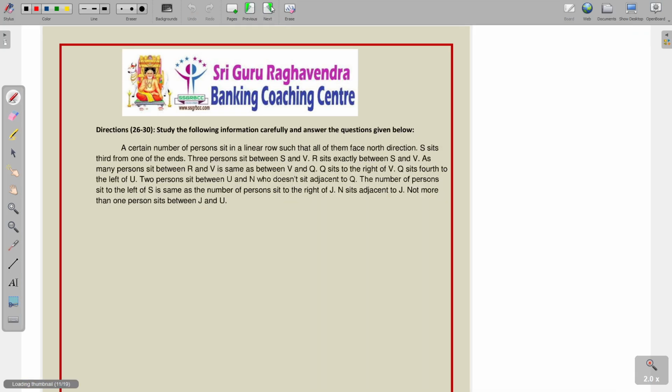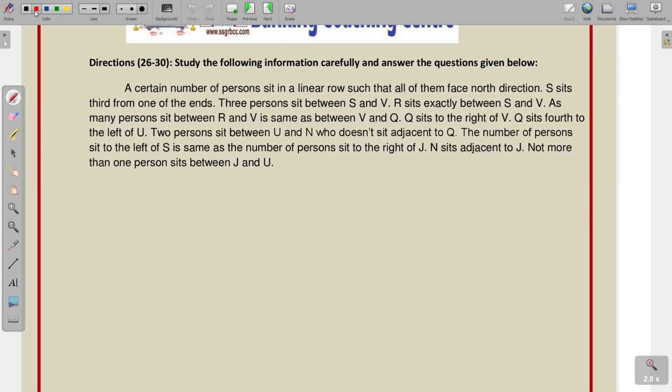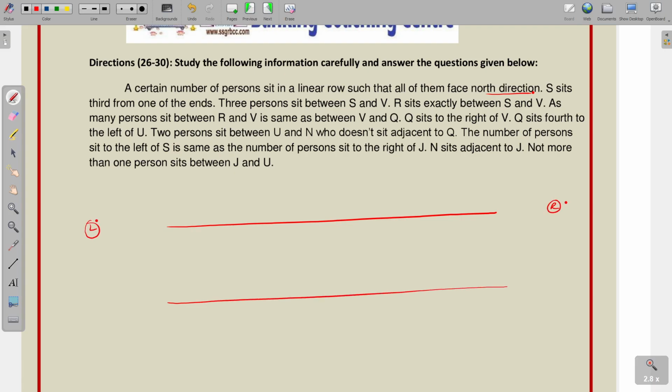Next, questions 26 to 30. See the first one. A certain number of persons sit in a linear row. All of them face north. It is an uncertain number puzzle. So the first possibility and the second possibility are the right side and the left side of them. S sits third from one of the ends. So S is third from one of the ends, 1, 2 and 3. S is placed here.